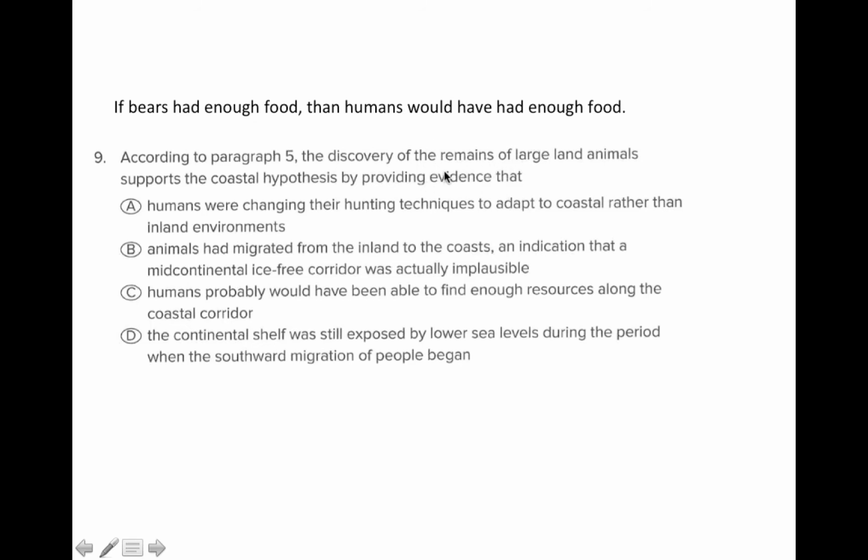So it supports the coastal hypothesis, saying that humans would have been able to find enough resources, including food, along the coastal corridor. C is the correct answer.